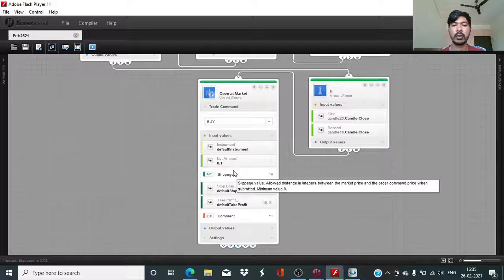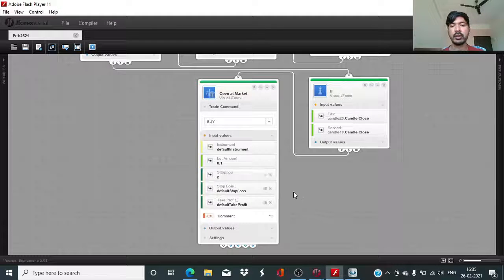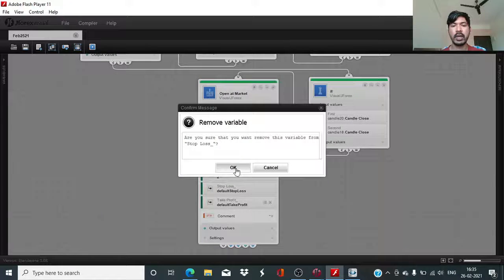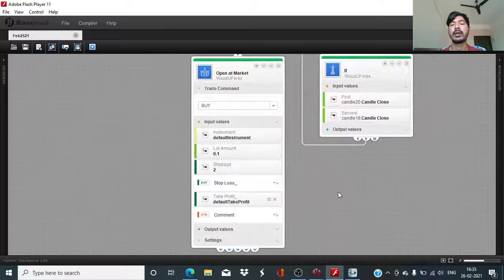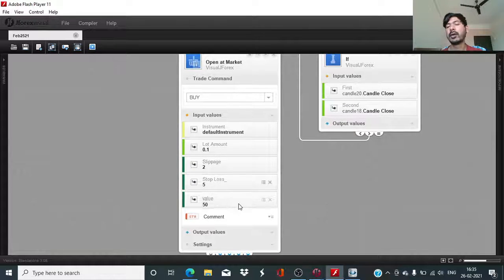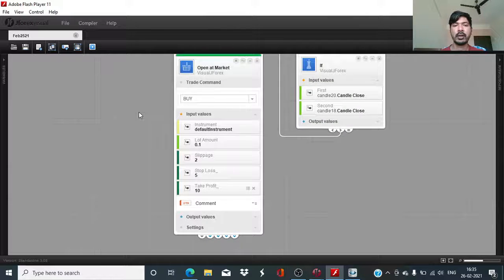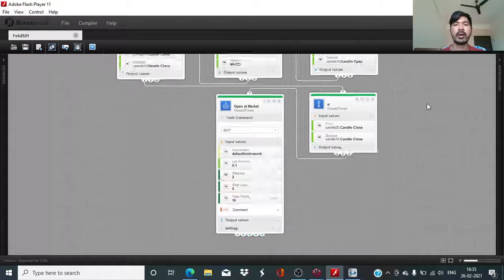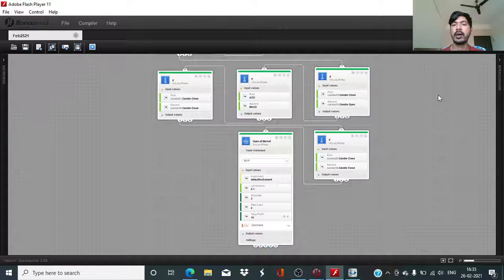Slippage 2 pips is good enough in most of the cases. Stop loss target price, as we are working on a 15 minutes time frame, I think the stop loss of 5 pips or 7 pips should be good enough. 5 pips I will be working with, and the take profit is going to be of 10 pips, to make sure the risk reward ratio is 1:2 at the minimum. So that's it on the buy side, and here we are done.